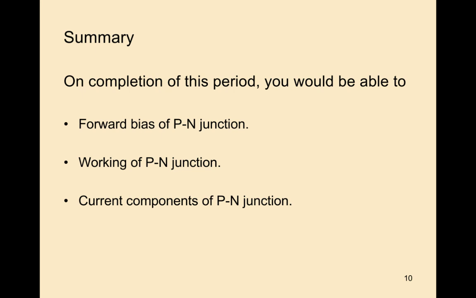Drift current, how does it exist? By applying the external voltage to the device. By applying external voltage to the diode, we will get some current. That current we call a drift current. So when we apply the external voltage, by movement of the majority charge carriers, we get some current. That current we call a drift current.